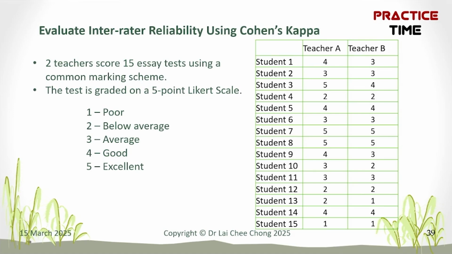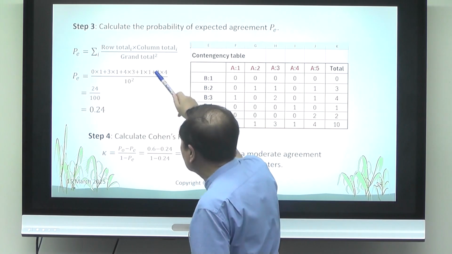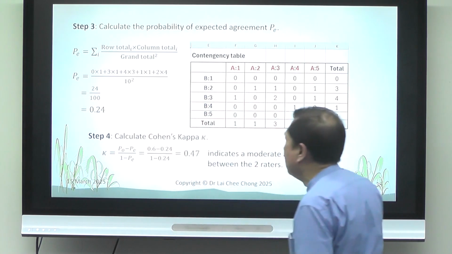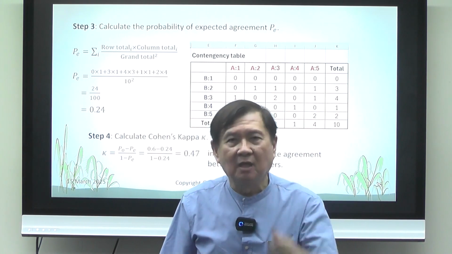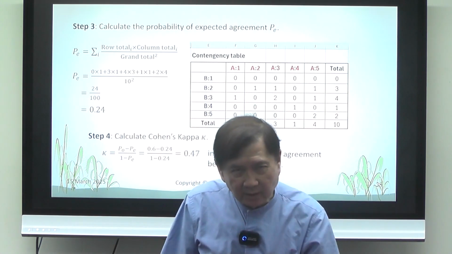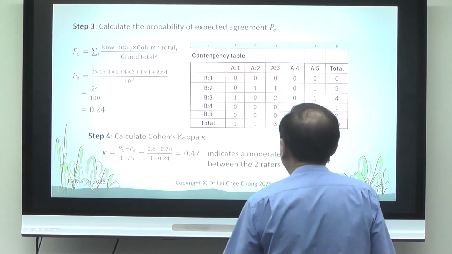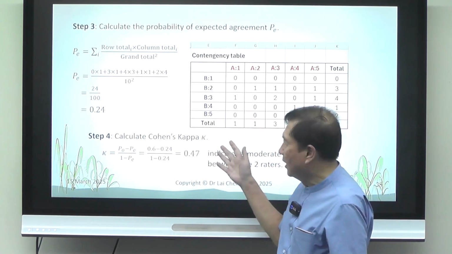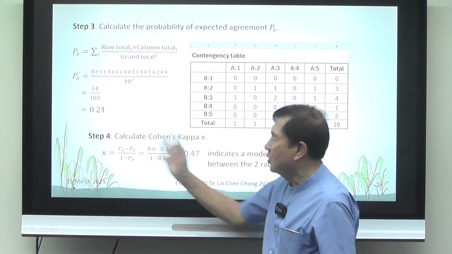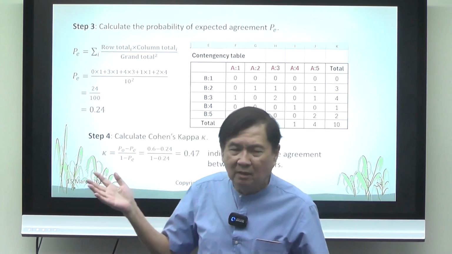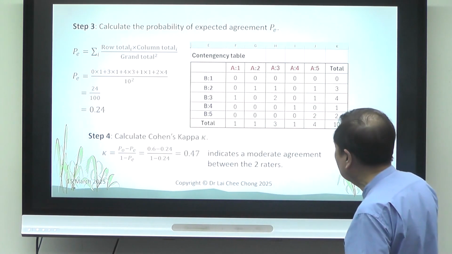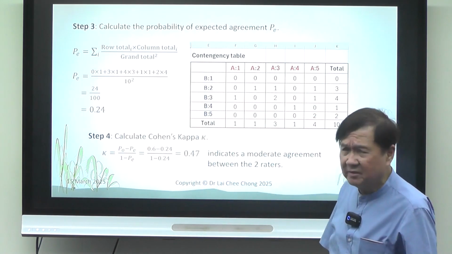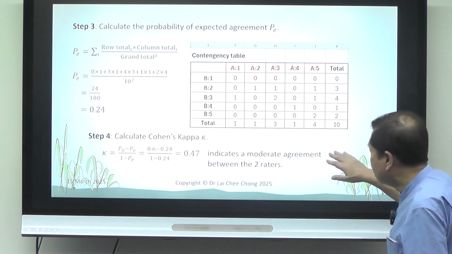I got 15 students. They've taken the same essay test, so all 15 essays are there. There's also a common marking scheme given to the two teachers. Now let us say that I use a 5-point Likert scale, 1 to 5. It doesn't matter whether 1 to 5 or 1 to 4, you decide. So these are the ratings for the two teachers. So the question is, how am I going to evaluate the inter-rater reliability using the Cohen's Kappa? Well, that's how we do it.